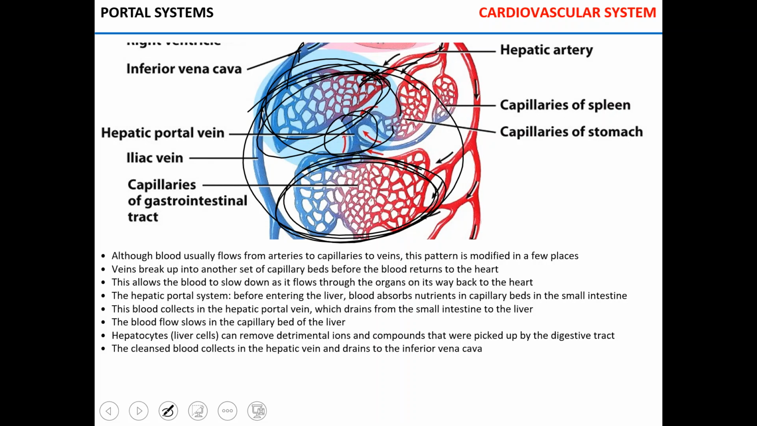So in the portal system, two capillary beds are connected by veins. So it's not just arteries, capillaries, veins, but it's going to be arteries, capillaries, veins, capillaries, veins. Okay? So there's more than one portal system. We're not going to chat about others, but I just want you to appreciate what the portal system is. The portal system in the liver connects the intestinal capillaries and capillaries in the liver. That allows delivering nutrients from the intestine to the liver for processing, and also to possibly clean the detrimental compounds that were accidentally picked up in the digestive capillaries.